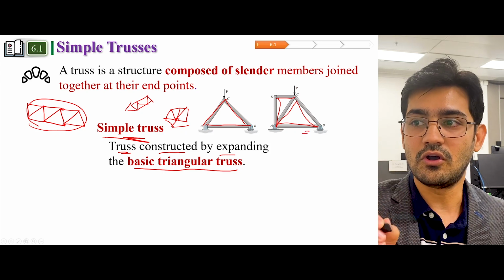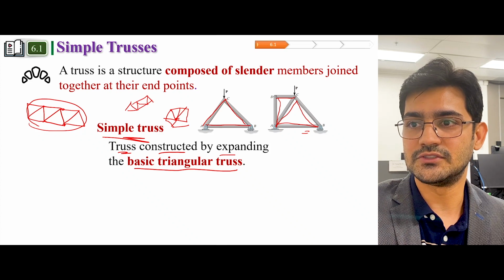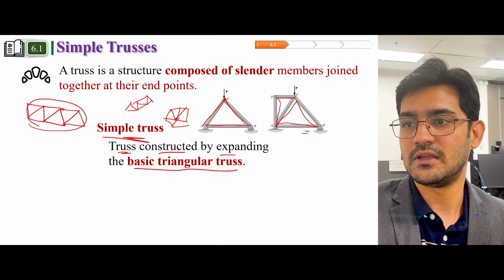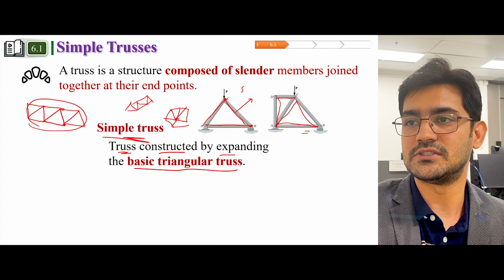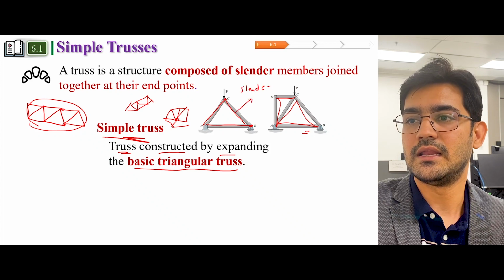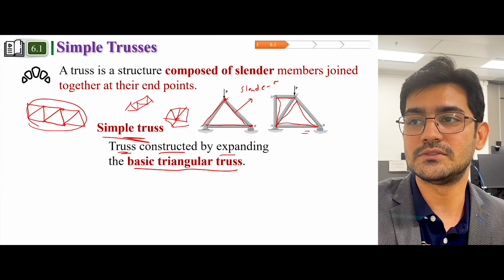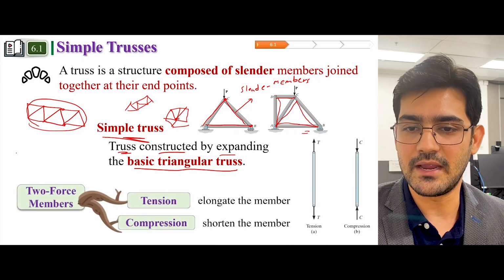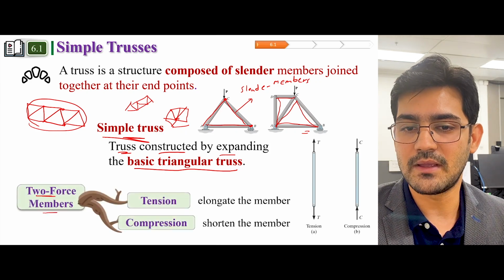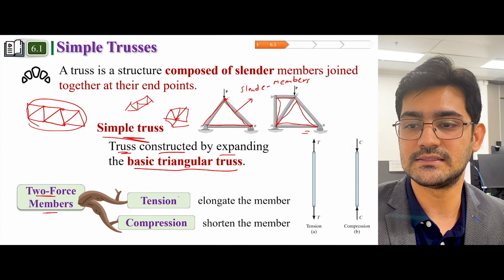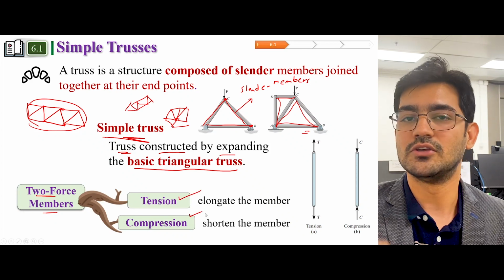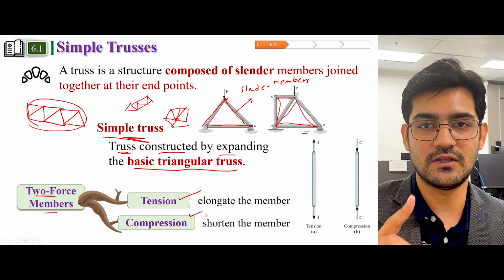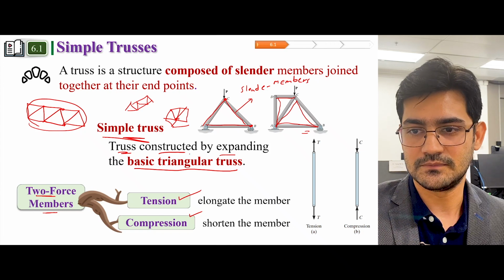Now all these trusses have joints and they also have these slender members. Now these slender members, as we have discussed before, are two force members. Now what do we mean by a two force member? A two force member is a member that has either tension or compression. So these are the two forces which are there in a truss.